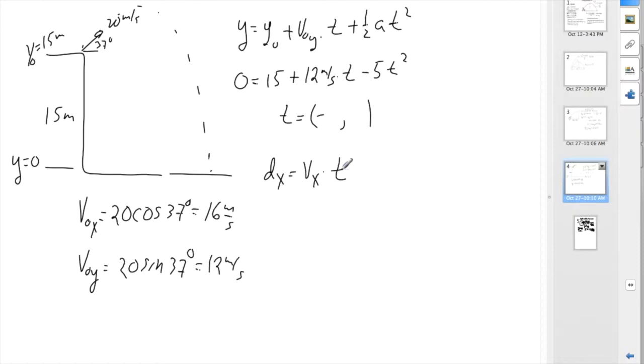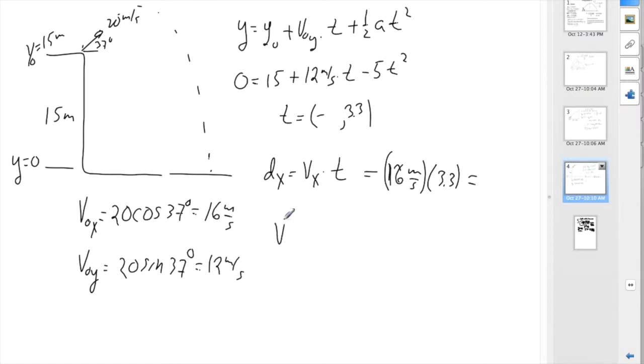I got 3.3. 3.3, time. Yeah, 3.3. And so we can just say 16 meters per second, and 3.3 is the final distance.